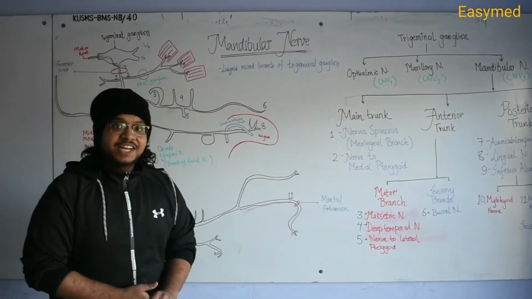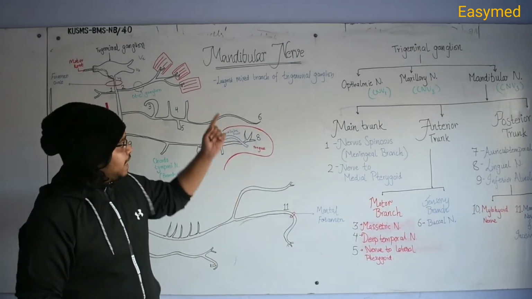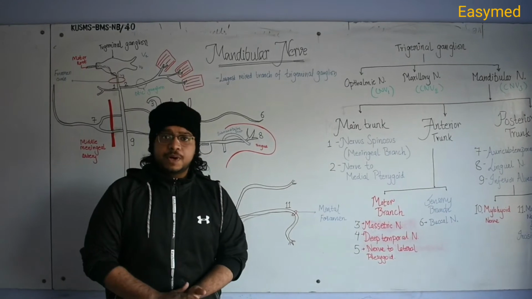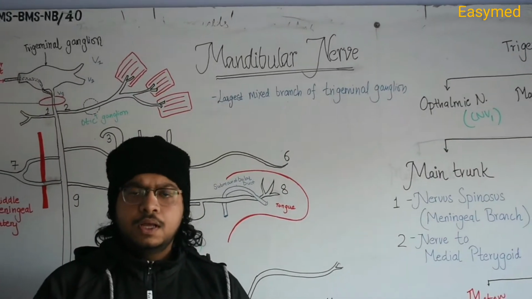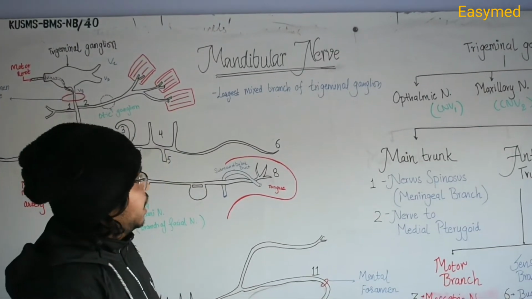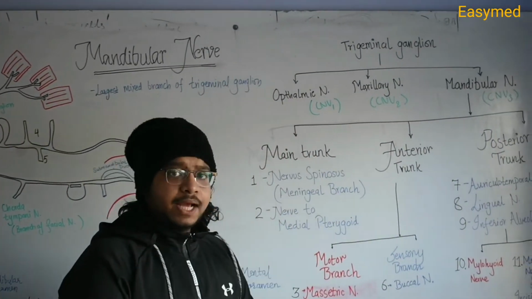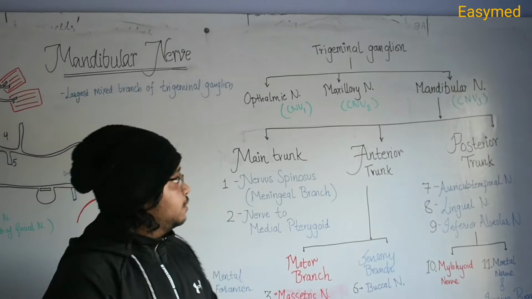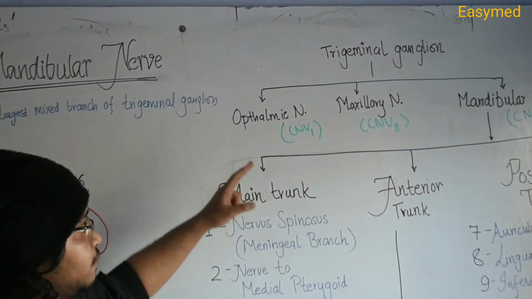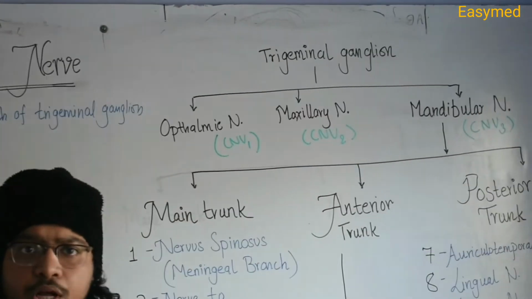So today we are going to study about mandibular nerve. Mandibular nerve is the largest mixed branch of the trigeminal ganglion. Before we study about mandibular nerve, let's see about the trigeminal ganglion. Trigeminal ganglion gives three subdivisions, which are ophthalmic nerve, maxillary nerve and mandibular nerve.